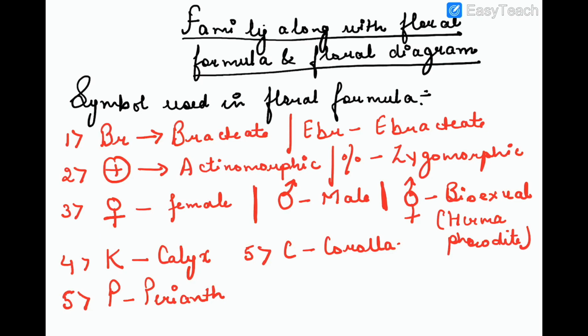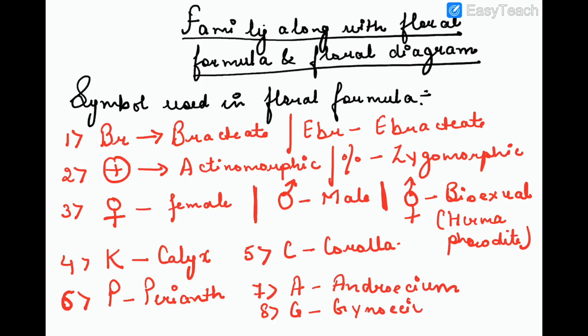Now, androecium is written by A. A is for androecium. Androecium means group of stamens. And gynoecium is written by G. Gynoecium means group of carpels or pistil.